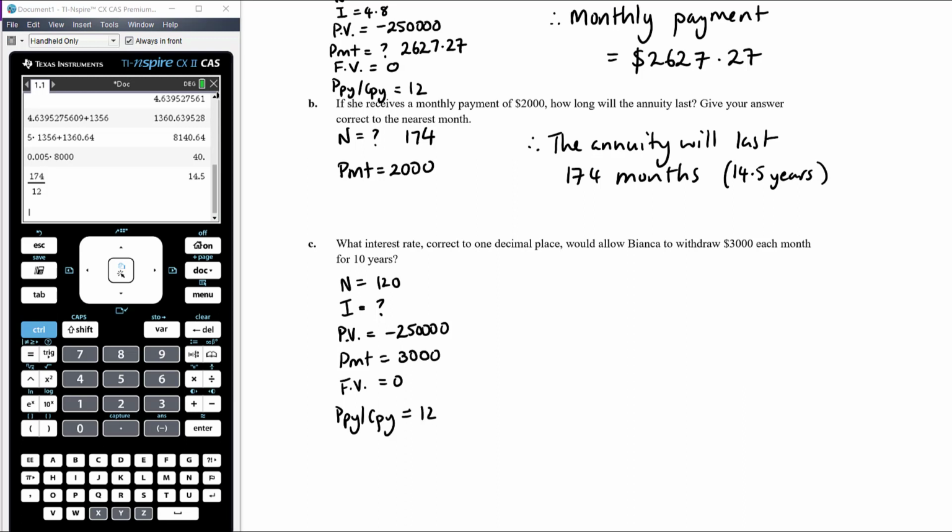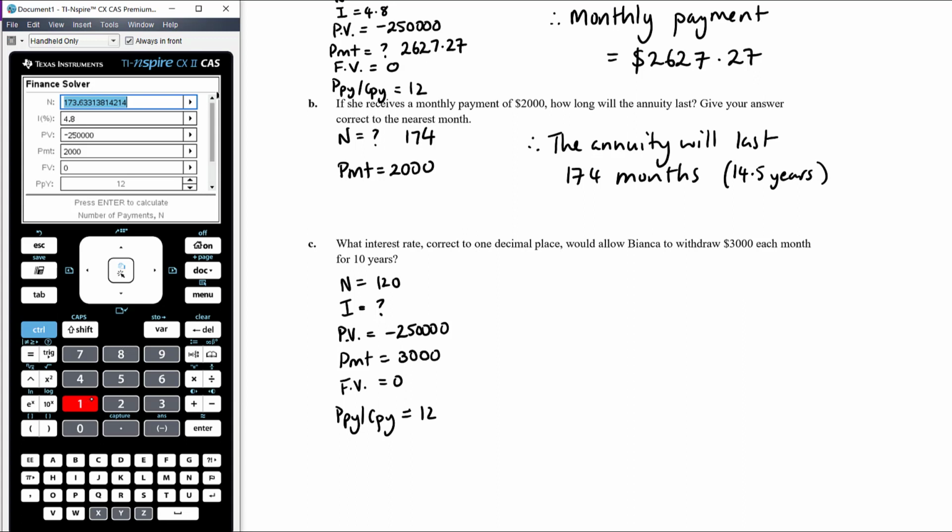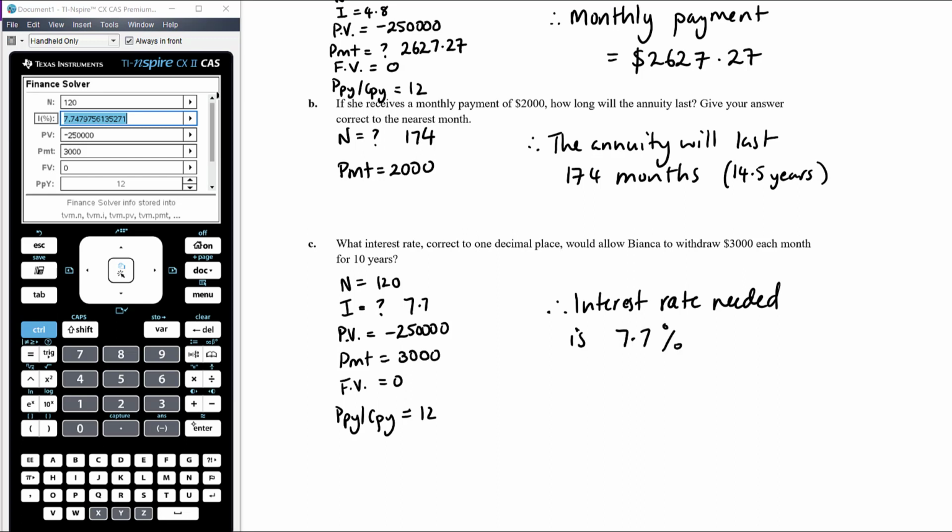Okay, so let's go back to the finance solver, menu 8.1. 120 months. Interest rate is what we don't know. We want to withdraw $3,000. Everything else is correct. So let's tab back around to the interest rate and press enter here. Okay, so we would actually need an interest rate of 7 point, what does it say, one decimal place? So 7.7. So therefore, the interest rate needed is 7.7%. Okay, so that's quite a big jump from the 4.8% we've currently got, so she's probably not going to be able to do that.